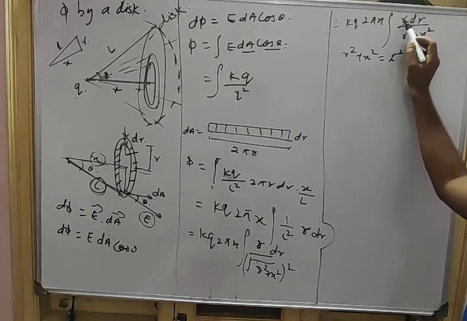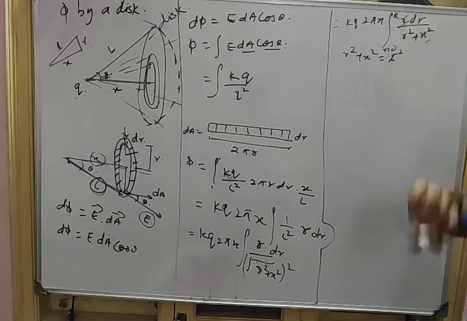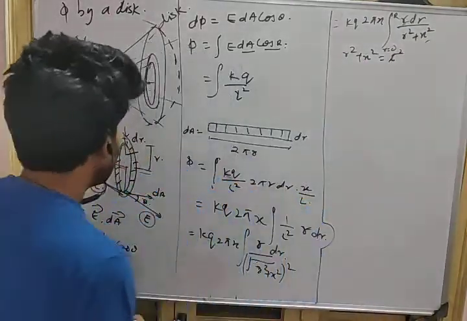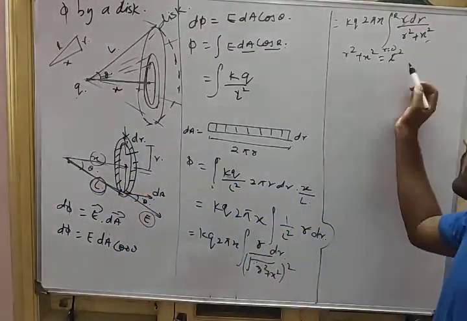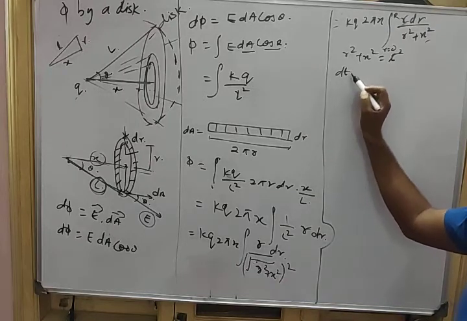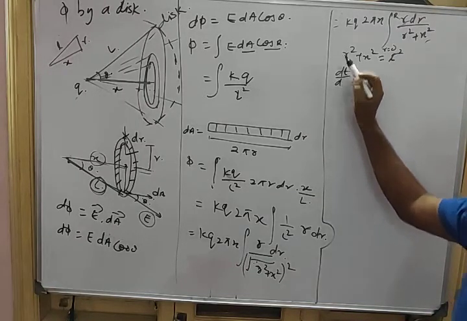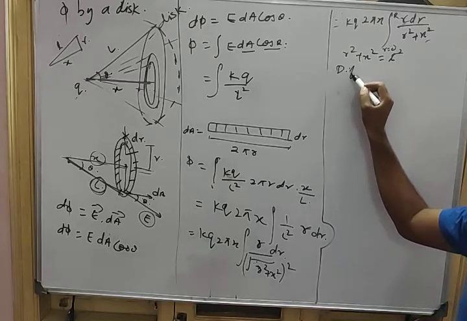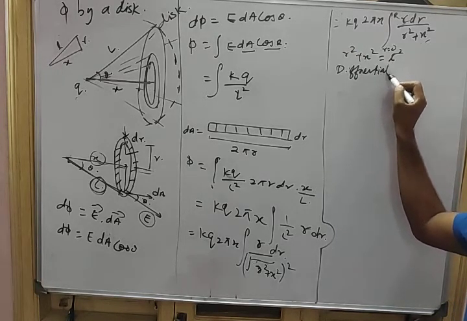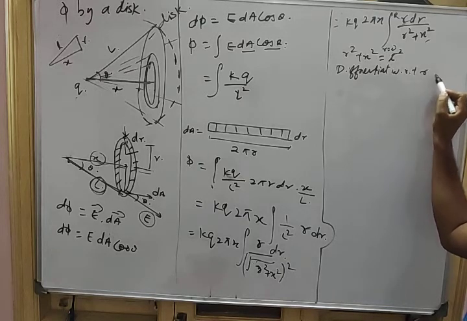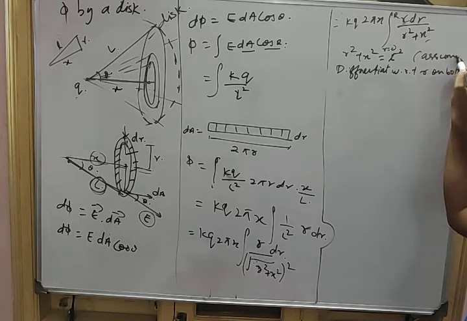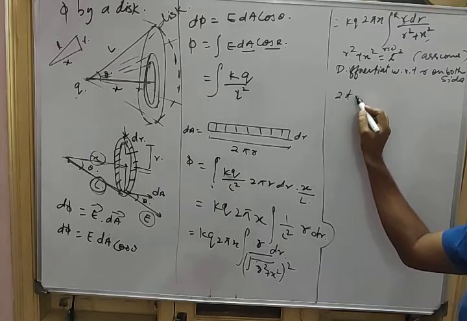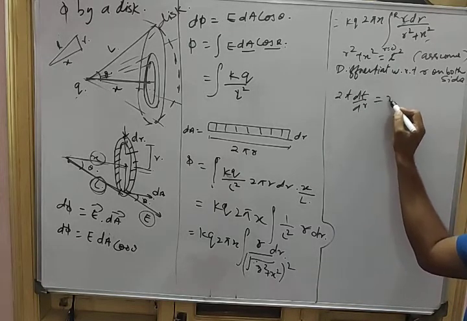So limits are from R equal to 0 to capital R, right? Because we can make an elementary ring here and we can make one here also. So differentiate dt by dr. It means we have to differentiate with respect to R on both sides. We are assuming it, right? So we can say 2t dt by dr is equal to 2r.